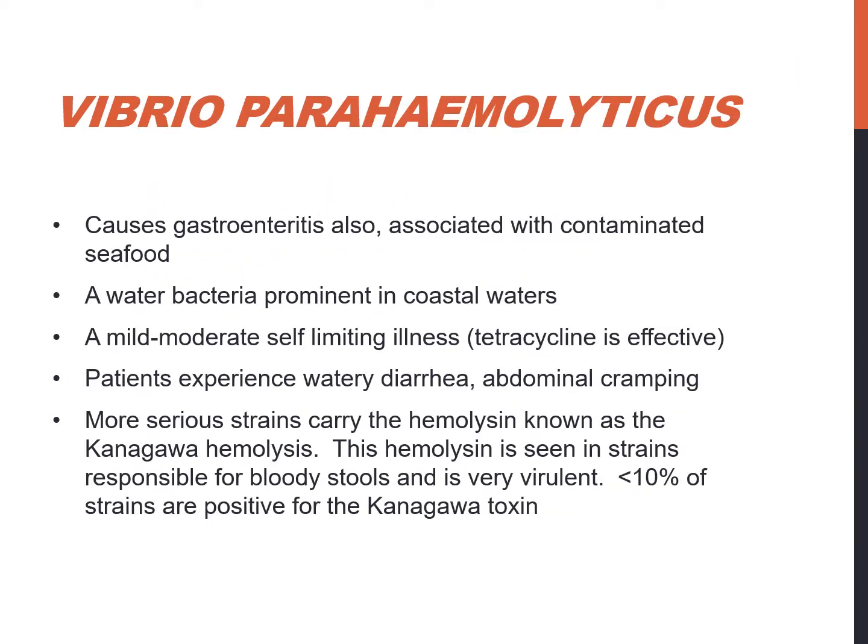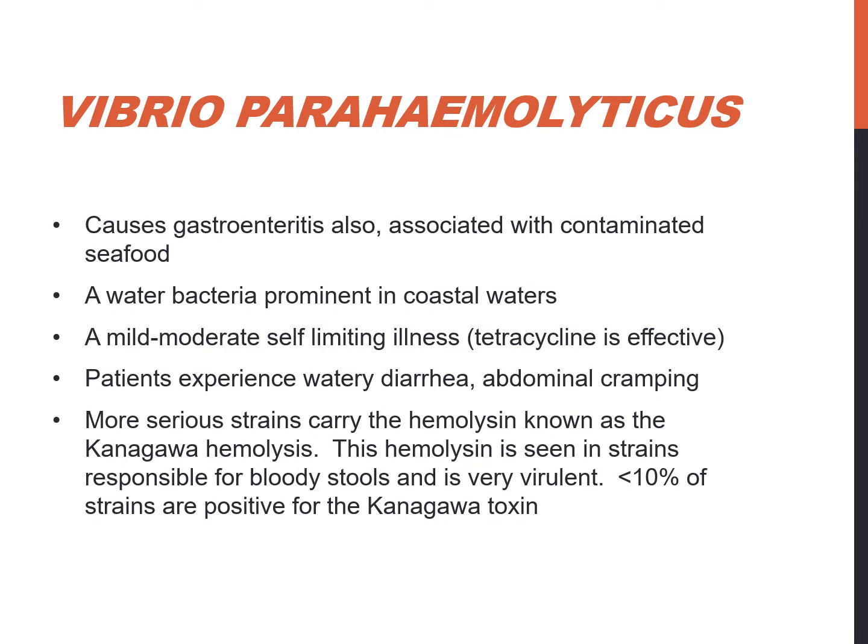Vibrio parahaemolyticus is an invasive organism, and it is a halophilic organism. This means that this organism requires salt to grow. This isn't super common. There are about 4,500 cases in the United States every year, and this particular organism causes gastroenteritis, and it is associated with contaminated seafood.